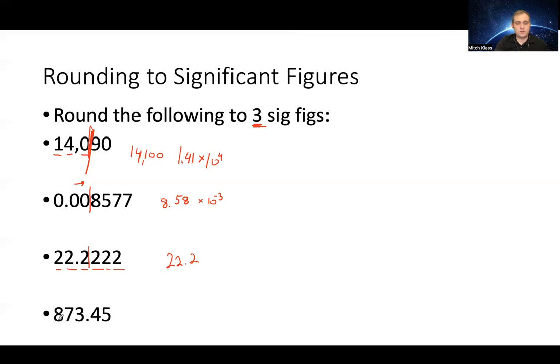Now, let's take a look at 873.45. Same applies here. All of these numbers are indeed significant because they're non-zero digits. Now we can just round to 873, 3 digits, and that's fully rounded right over there to our 3 significant figures. Not so bad so far.